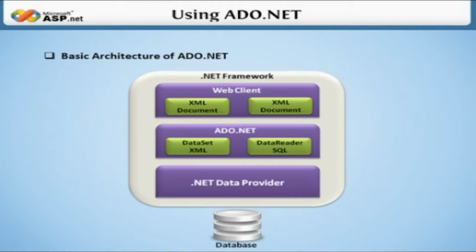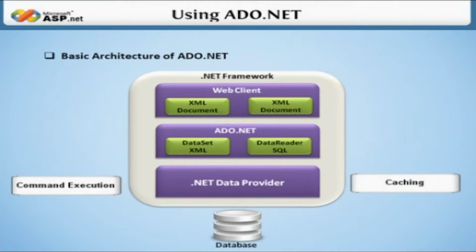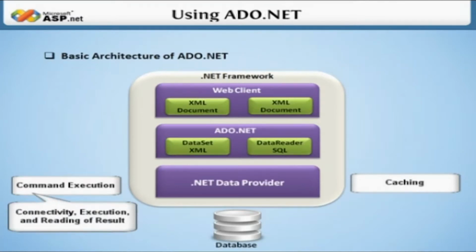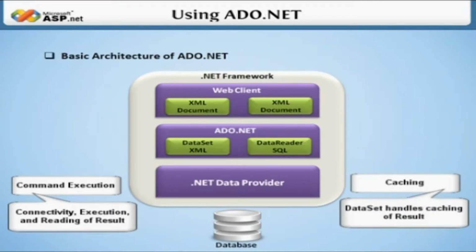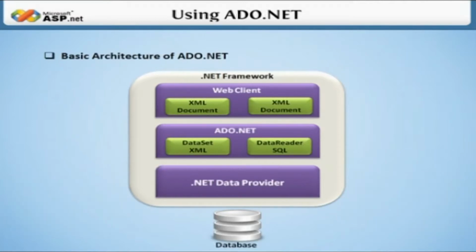This architecture contains two main parts: command execution and caching. Command execution requires features like connectivity, execution, and reading of results. The dataset handles caching of results. In the next lesson, we're going to talk about how ADO.NET works.